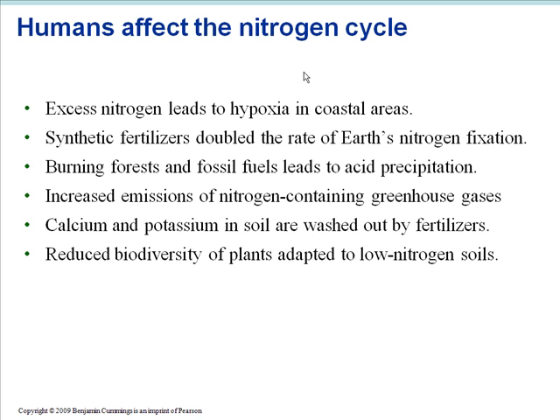We've seen increased emissions of nitrogen-containing greenhouse gases. Okay, so it's not just carbon dioxide that's a greenhouse gas involved in climate change. There are also other ones that we'll talk about again later, and these are nitrogen-containing.